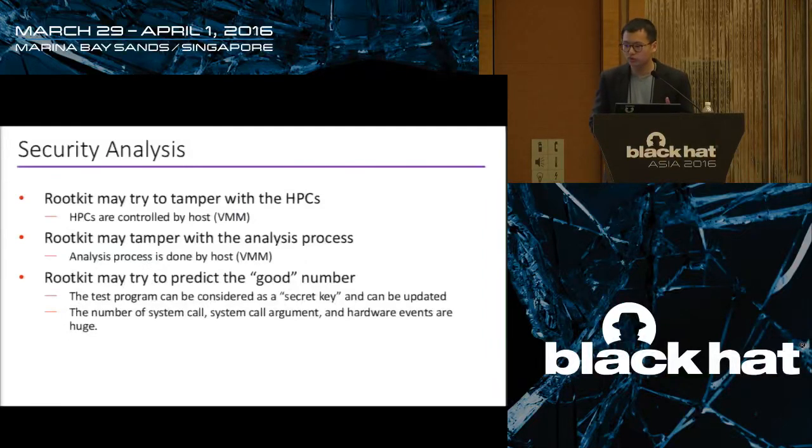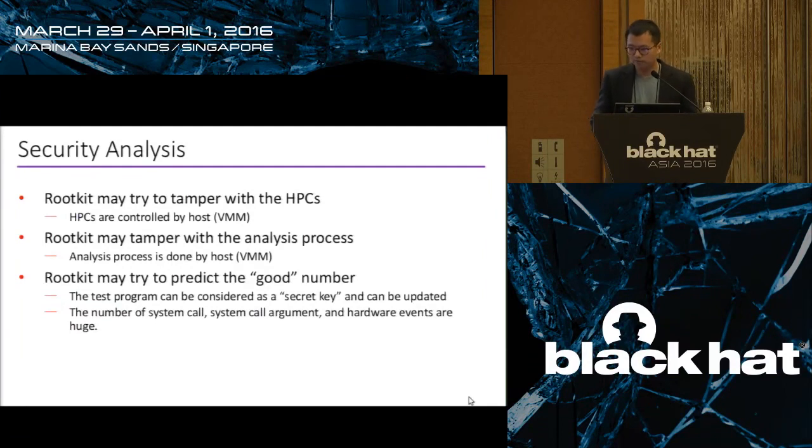The weakest rootkit may try to tamper with the performance counters, but this is not possible because performance counters in the CPU support full control in the VMM. The next type of rootkit may try to tamper with the analysis program. This is also not possible because our analysis program is in the VMM. The rootkit will also try to predict the good numbers, right? What that means is they try to create modifications so that when we read the event value, it is the same as the good number, the number that we're looking for, right?